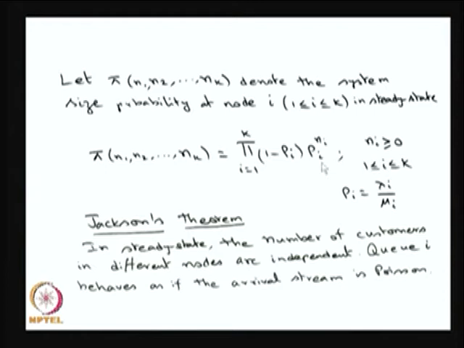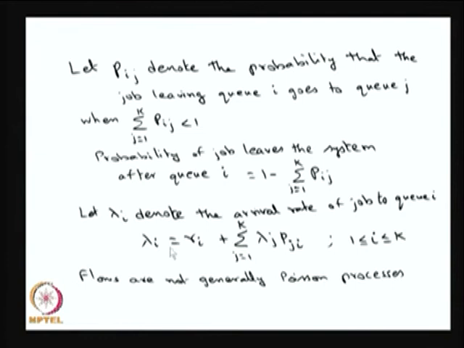And here rho i is nothing but lambda i divided by mu i, which has to be less than 1. I forgot to say, each rho i has to be less than 1; each queuing system has to be stable. So in steady state you have a product form solution where rho i is lambda i divided by mu i. You have to find lambda i by solving the system of k equations. The lambda i's are the unknowns, the routing probabilities are given.